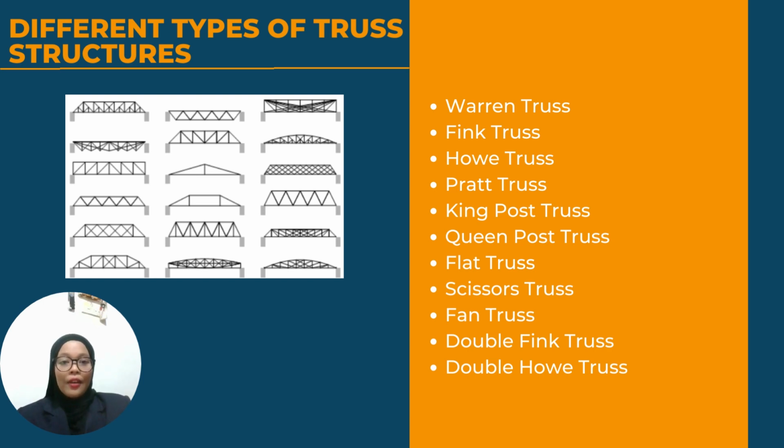Okay, there are 11 types of truss, which are Warren truss, Fink truss, Howe truss, Pratt truss, King post truss, Queen post truss, Fat truss, Caesar truss, Fan truss, double Fink truss, and the last one is double Howe truss.